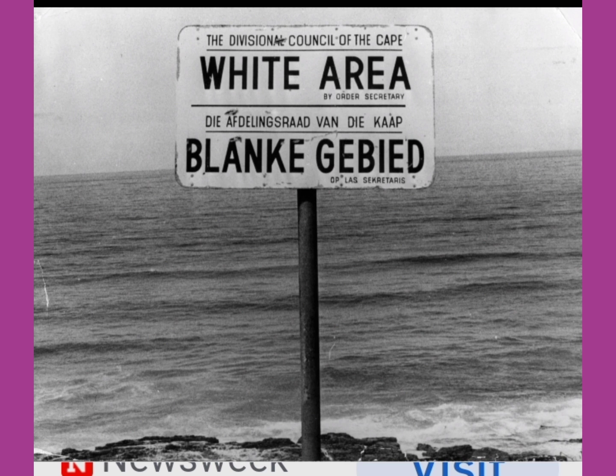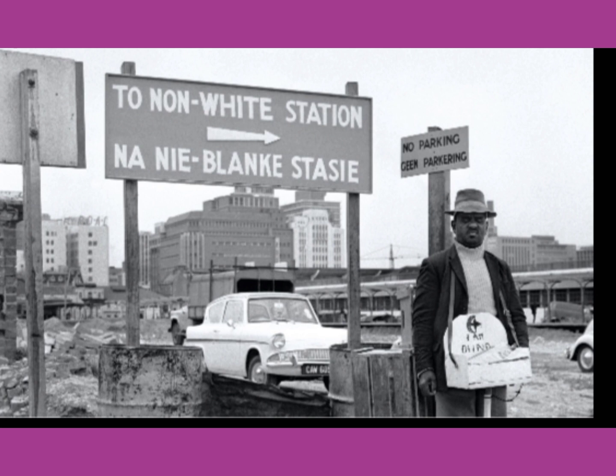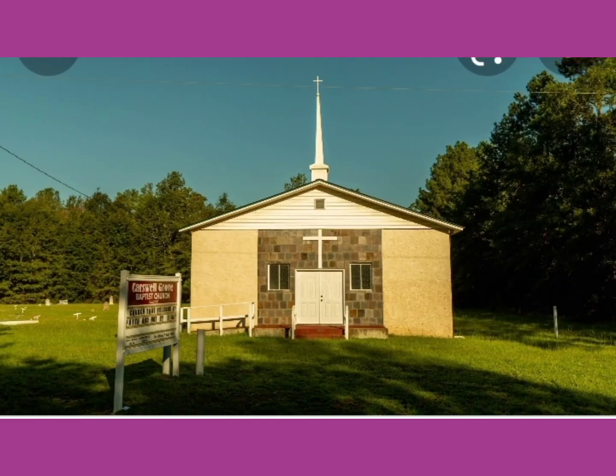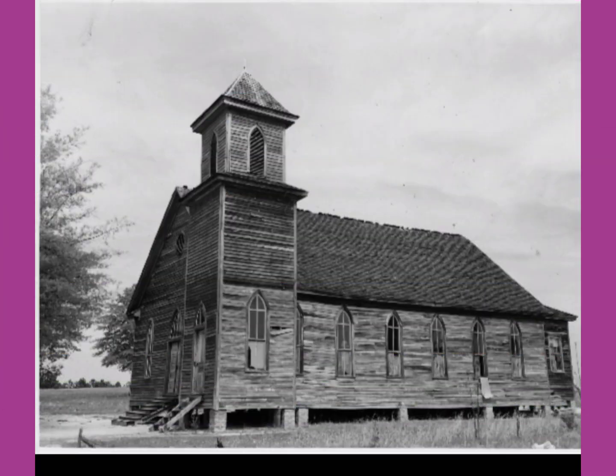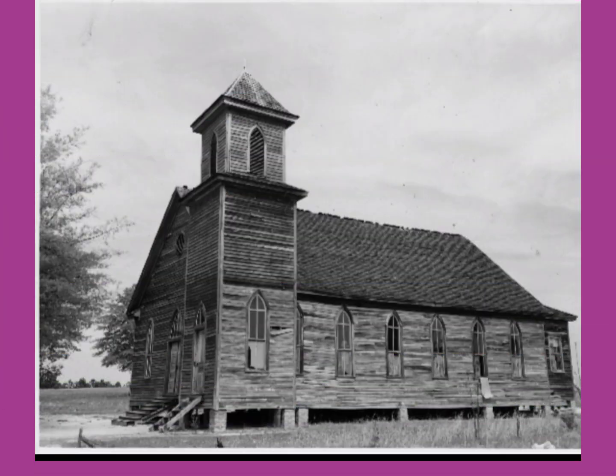They could work in white areas only if they had a permit. Hotels, hospitals, schools, colleges, libraries, theaters, swimming pools, everything was separate for the whites and separate for the blacks. This kind of separation was known as segregation. The blacks could not even visit the churches where the whites went to worship.